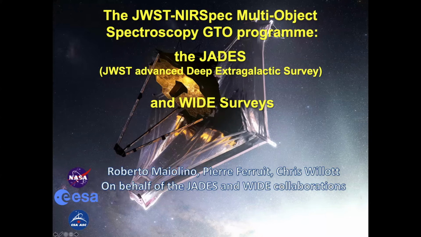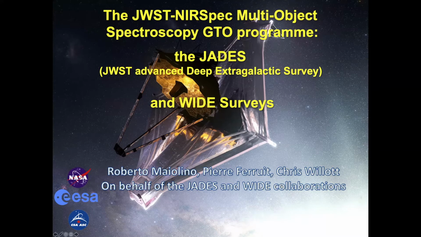Yeah, so we go back or forward to higher redshift, and in the future, just as we talk about JWST, in these 15 minutes I would like to give an overview of the multi-object spectroscopic GTO program with NIRSpec on JWST, which is composed of two main components, the JADES and wide surveys that I will describe in a few minutes. Just to mention that this is on behalf of a relatively wide collaboration of several people.